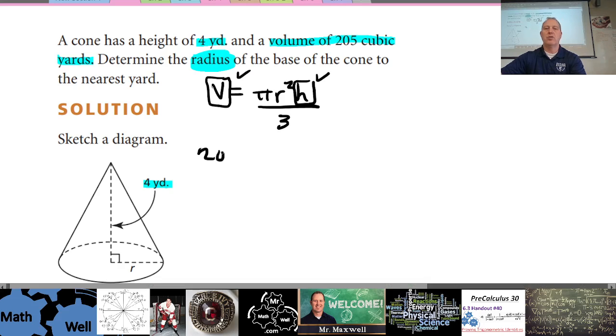So I've got 205 goes in for v. Pi is not a variable. That's a constant, but I will leave it as the pi symbol. R is unknown, so I'm going to solve for r, so I leave r as r. But I can write 4 as the height.